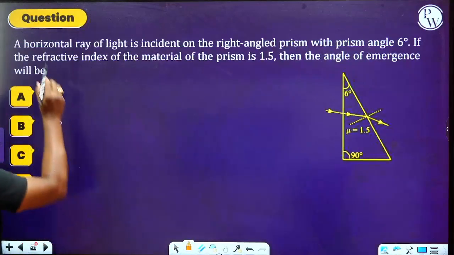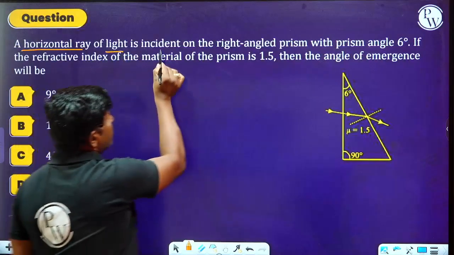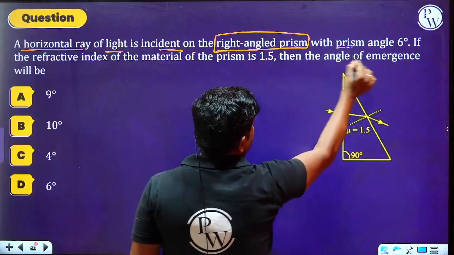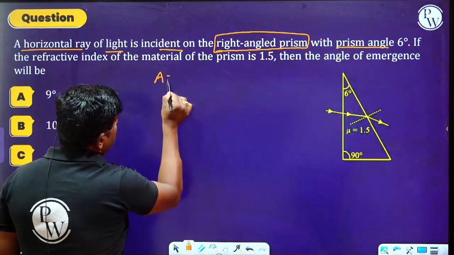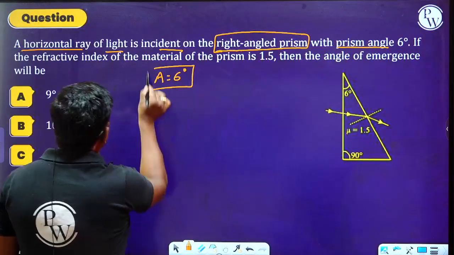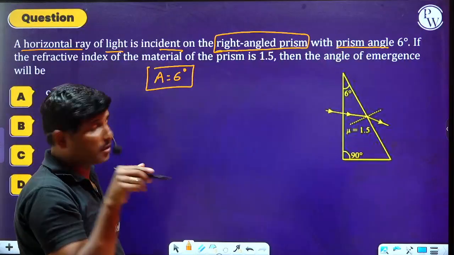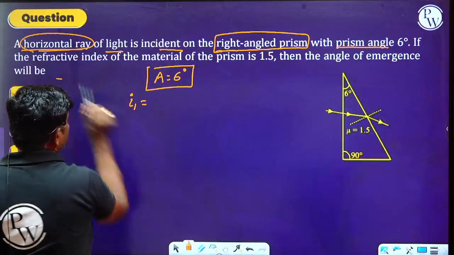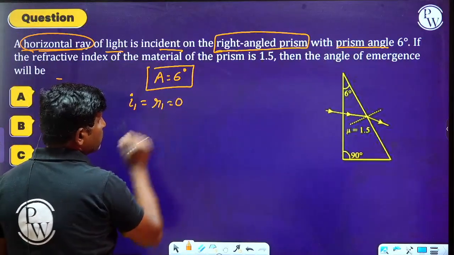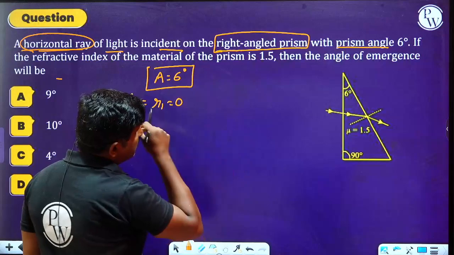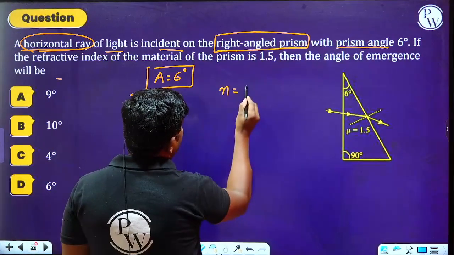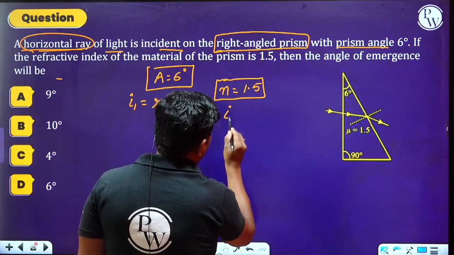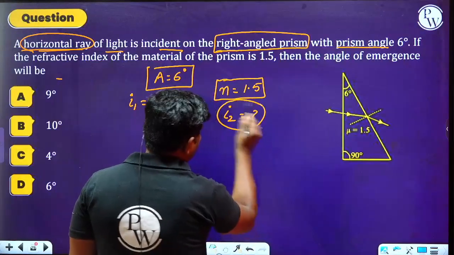What they are saying to us: a horizontal ray of light is incident on a right angled prism with prism angle of 6 degree. They have given the angle of prism as 6 degree. Observe this: for a horizontal ray, we can say I1 is equal to R1 is equal to 0. The refractive index of the material of the prism is 1.5. Then they are asking what is the angle of emergence?